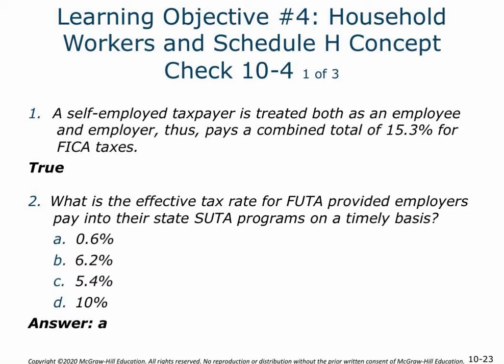So let's take a look at our concept check. Self-employed taxpayer is treated both as an employee and employer, thus pays a combined total of 15.3% for FICA tax. That is true, and it's going to be 12.4% for Social Security, 2.9% for Medicare. Concept check 2. What is the effective tax rate of the Federal Unemployment Tax Act provided employers pay into their state programs on a timely basis? And the answer here is going to be A, 0.6%. So the federal tax is going to be 6% minus 5.4% for the state, leaving us 0.6%.